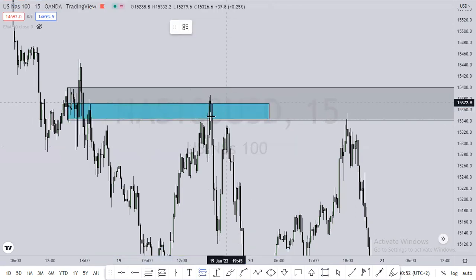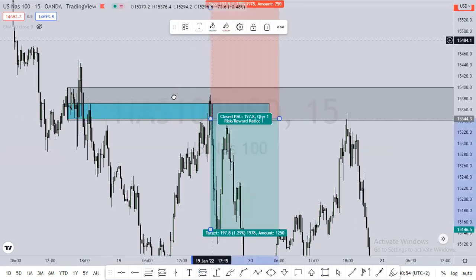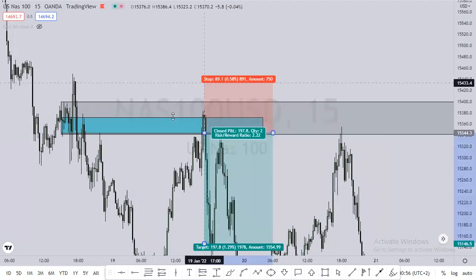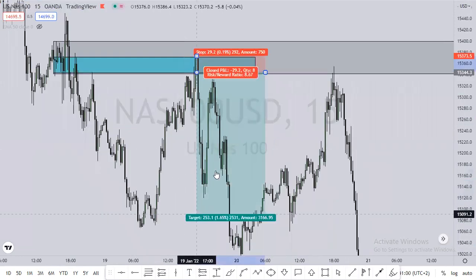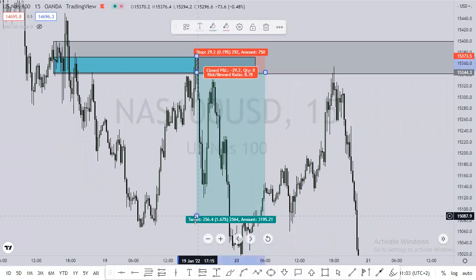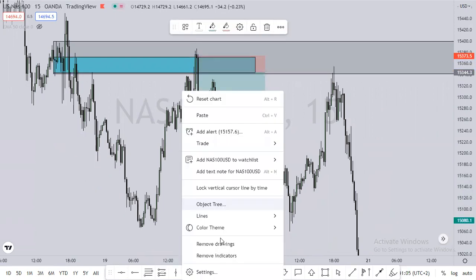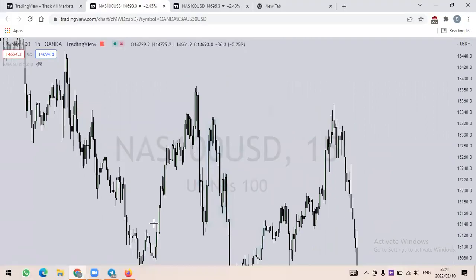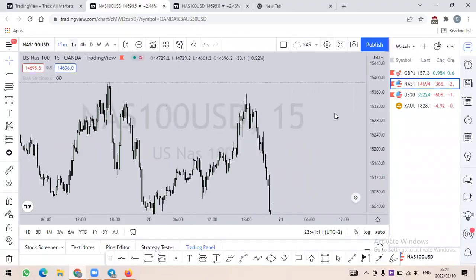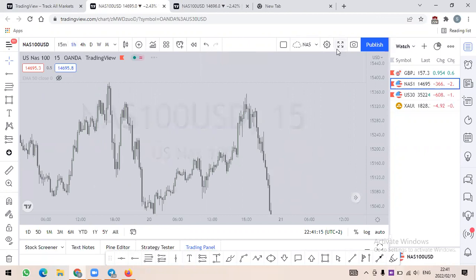Okay. Then entry here, stop loss right above the OB, which would have been taken now, TP right here, but we didn't enter this trade. But beautiful 250 plus pips that we would have possibly gotten. Righty, so let's do the next setup. Let's go.